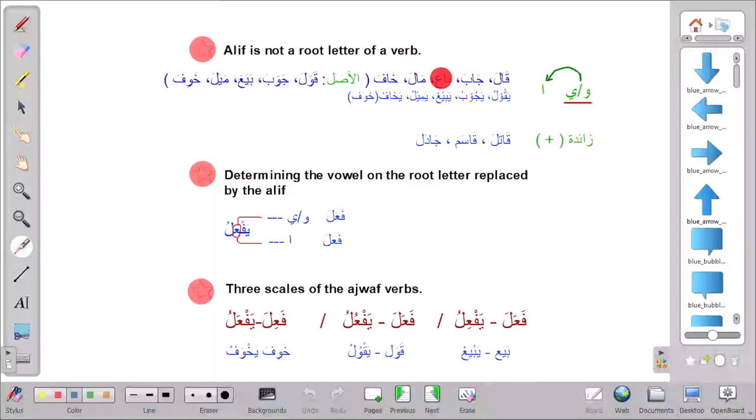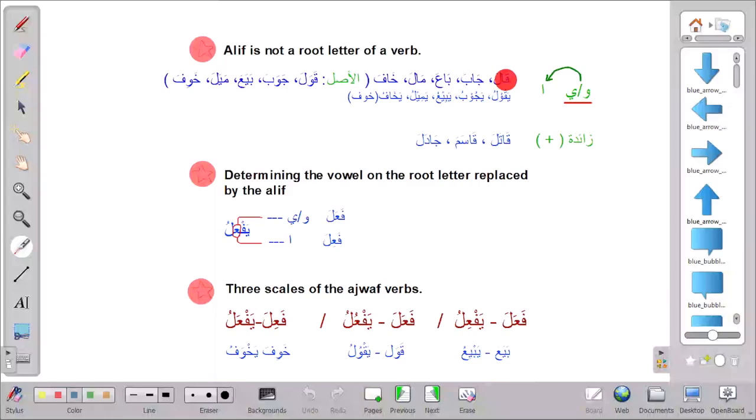As I said, this first point is making clear that alif is not a root letter. So if you look at the example qala, let's take qala for example. You can see there are two letters here. Actually, it is on the pattern of fa'ala, meaning there are three letters. But if you look at qala, there are two main letters here: the qaf and then the lam. At the middle, you have the alif. What we are learning is that alif is not a root letter.